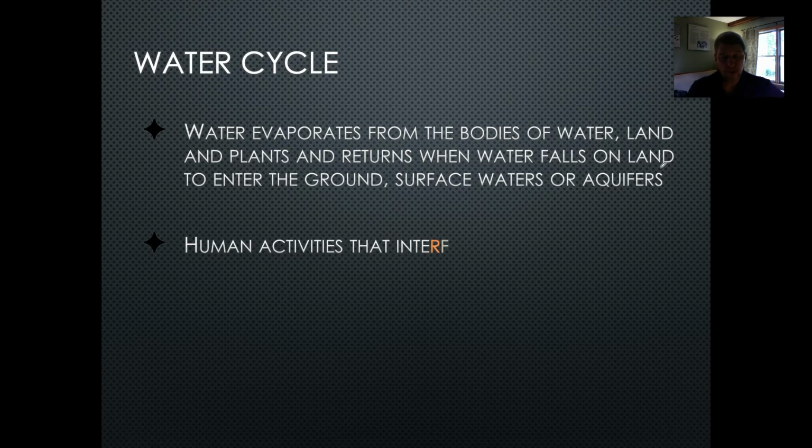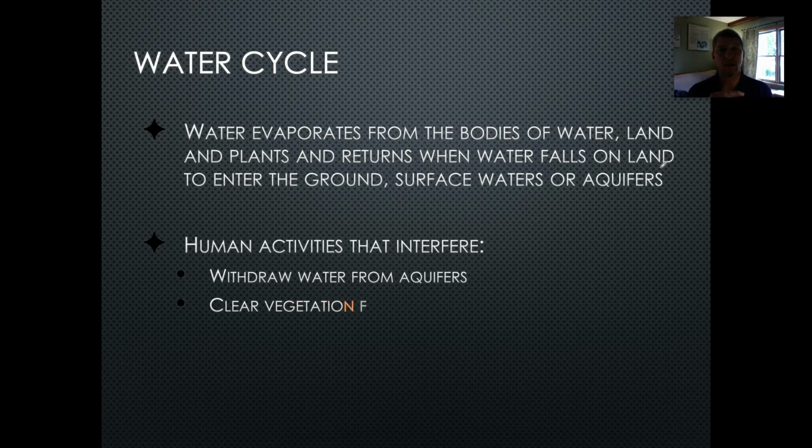Now, of course, humans have developed methods of removing water from the ground, right? And so the list that's coming up now is a list of human activities that interfere with the water cycle. We are withdrawing water from areas underground called aquifers. All right, this is the water table underneath the soil. If you dig down deep enough under the surface of the earth, you will find water. And we dig wells and other things that remove water from the aquifers for our own human use.